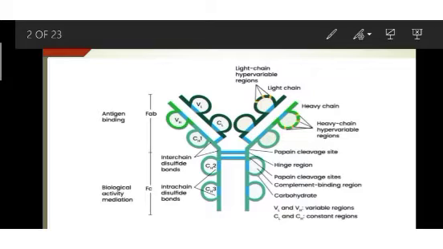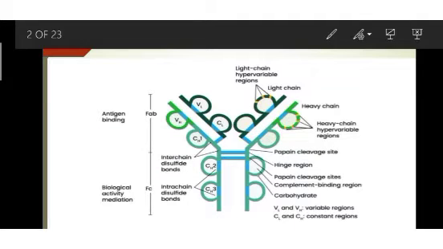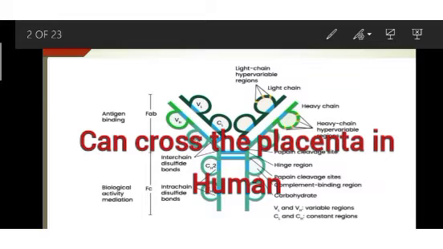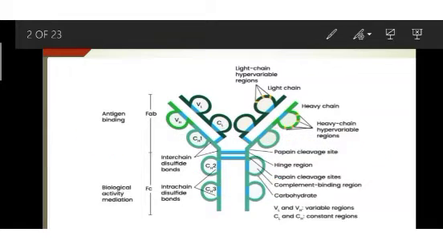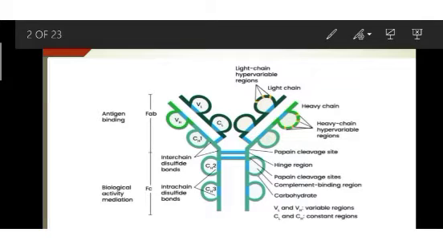Immunoglobulin G is a monomer and the predominant immunoglobulin class present in human serum, produced as part of the secondary immune response to an antigen, and this class constitutes approximately 75% of total serum immunoglobulin. Immunoglobulin G is the only class of immunoglobulin that can cross the placenta in humans, and it is largely responsible for protection of the newborn during the first month of life. Because of its relative abundance and excellent specificity towards antigen, immunoglobulin G is the principal antibody used in immunological research and clinical diagnostics.